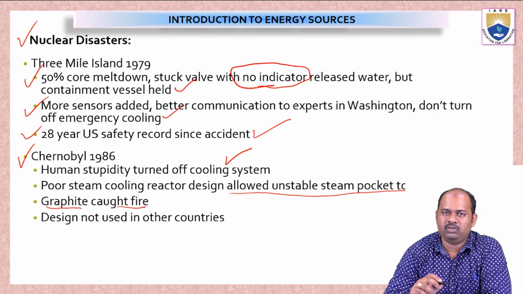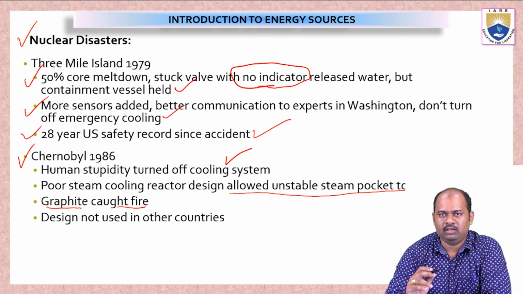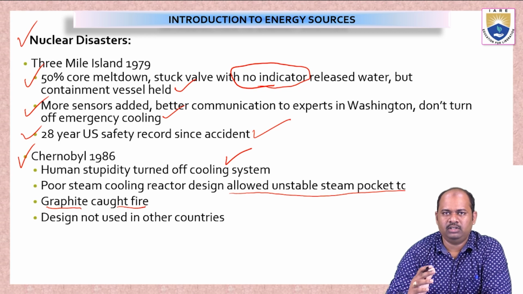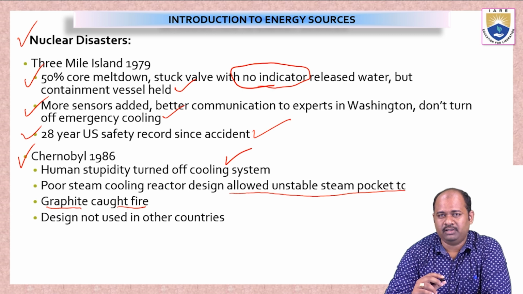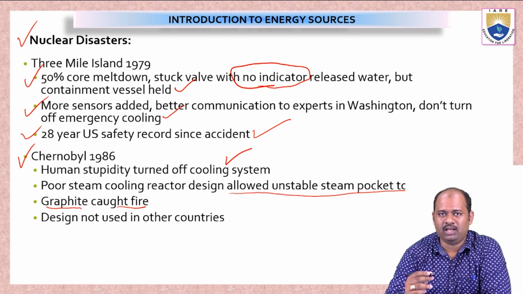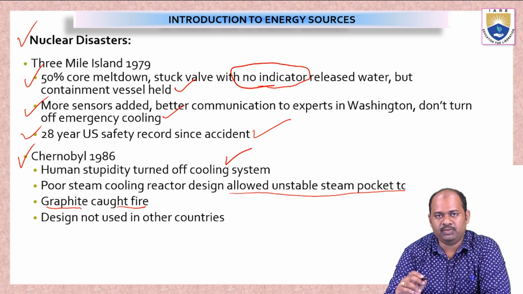When the cooling system is turned off, the heat inside the nuclear reactor has risen so high that it burned the entire reactor. The reactor and the lining around the reactor are made up of graphite, and this graphite has caught fire. Graphite is an element which contains a large amount of carbon. So it is a combination of carbon. So this graphite has caught fire, and this has finally led to a nuclear explosion.